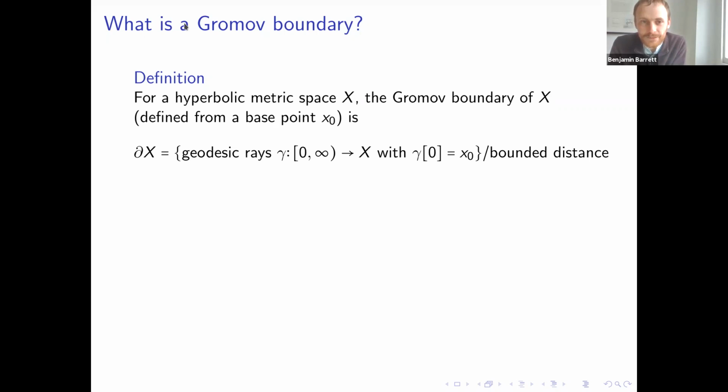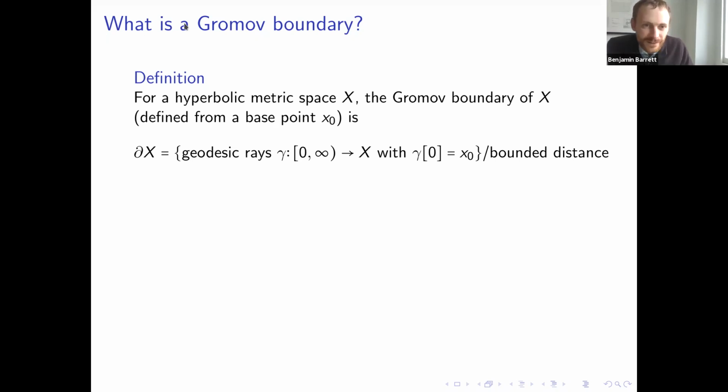So gamma is a geodesic ray, which means an isometric embedding of the interval [0, infinity) into X. The boundary of X is this set of geodesic rays quotiented out by an equivalence relation, where we say that two geodesic rays are equivalent if they remain just a bounded distance apart from each other forever. So we can imagine a geodesic ray as being like a direction you could look in starting from x0, and then the boundary is the space of directions.